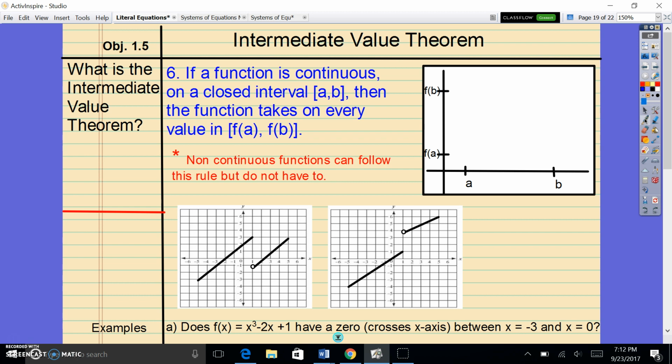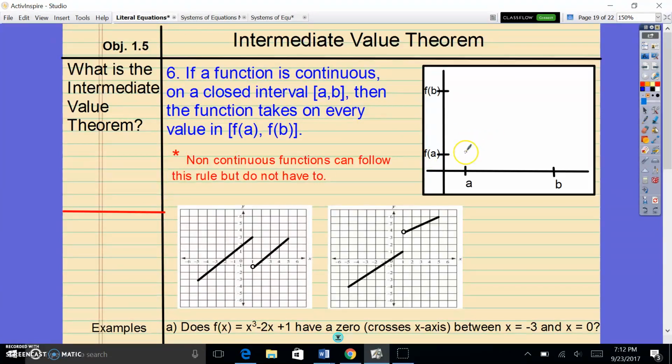The intermediate value theorem is one of those theorems that doesn't really allow you to do much. It's sort of an existential thing. So let's read it. If a function is continuous, so that's the condition, on a closed interval a to b, then the function takes on every value from f of a to f of b. So this a to b, these are x values, and this f of a to f of b, these are y values. So let me draw what that might look like.